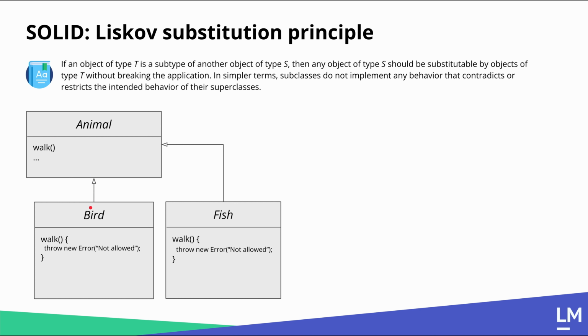But because they don't walk, what we do is we override the walk method of the animal superclass, and we throw an error. And this error here is simply contradicting the behavior of the animal superclass, because an error is not expected when calling the walk method. That means that I cannot take the animal superclass and simply substitute it by any of its subclasses, because if I substitute it by a subclass which is of type fish or which is of type bird, then my application will break whenever calling the walk method.